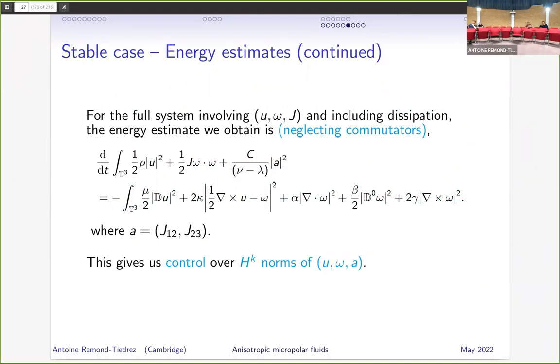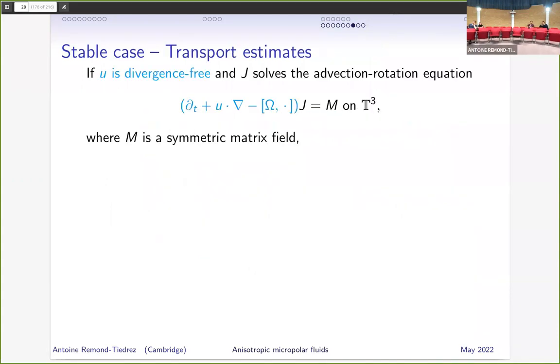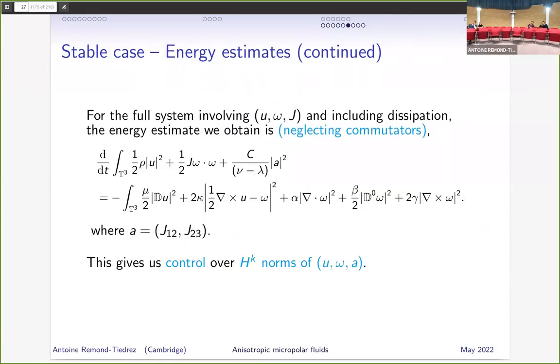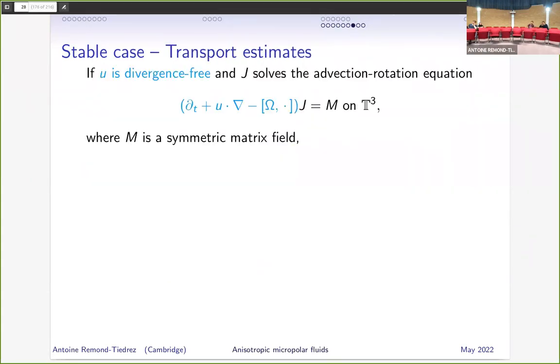So when you do this, you get control of HK norms of U, omega, and A, but you won't get control of the leftover terms that are in J, but not A. All right, let's maybe skip this bit. Actually, I do not skip this bit, but I go through it quickly.